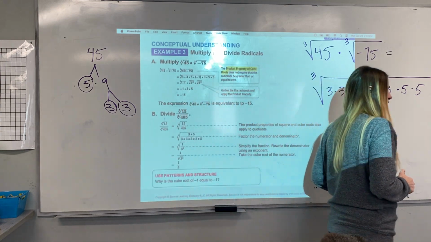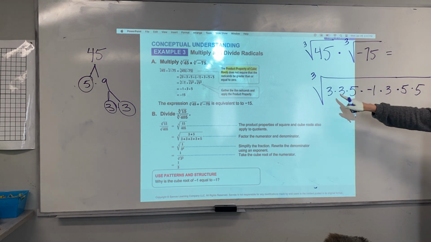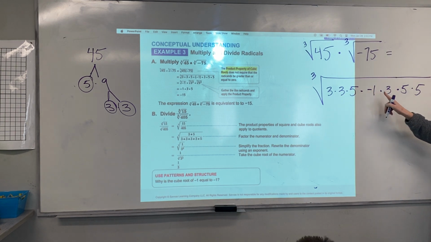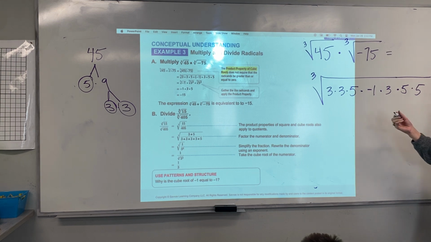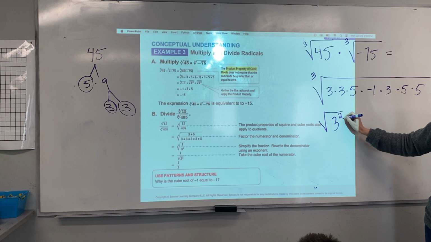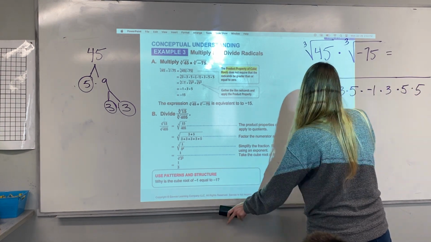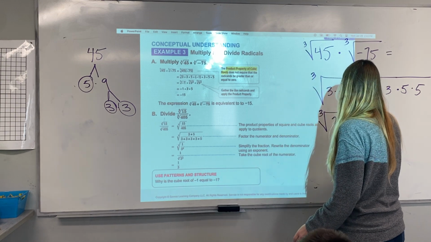Now that I've broken both of those numbers down into all of their prime factors, notice how we have a 3 times a 3 times a 3. It's 27, but we can write it as 3 cubed, right? So I'm going to rewrite this as the cubed root of 3 cubed.